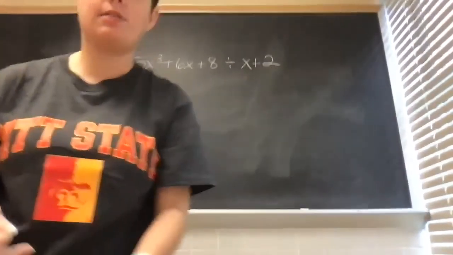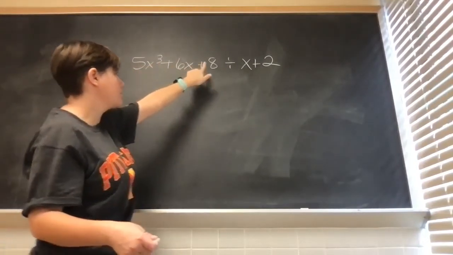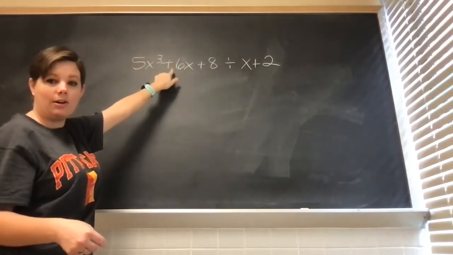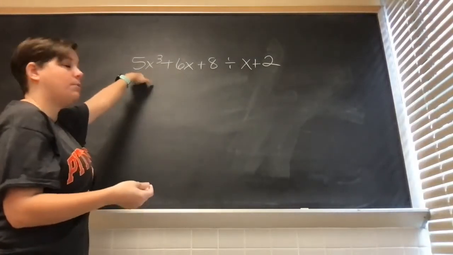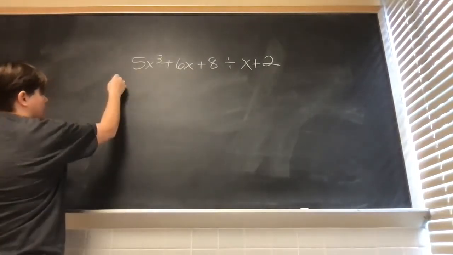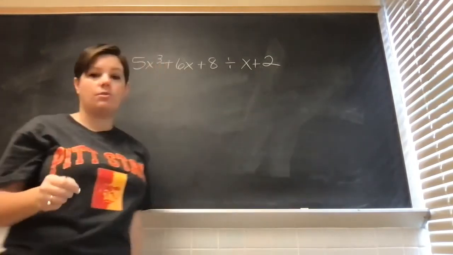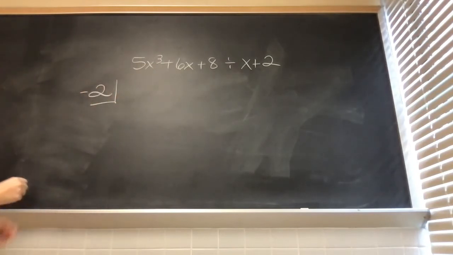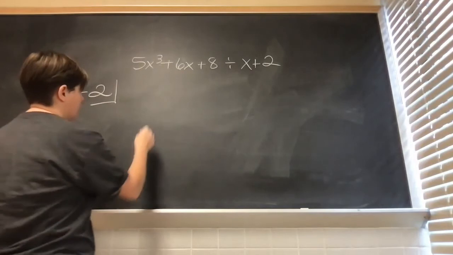This one is slightly different, not a whole lot, but if you look, we have 5x to the third plus 6x plus 8 divided by x plus 2. Well, notice we're missing our x squared term. So just like with long division, we had to put a 0 in that place. We'll have to put a 0 in this place too. So out in my box over here, what am I dividing by? Well, it's a +2, so I'm dividing by -2. Over on the first problem, it was x minus 3, and we just divided by +3, so you switch them.